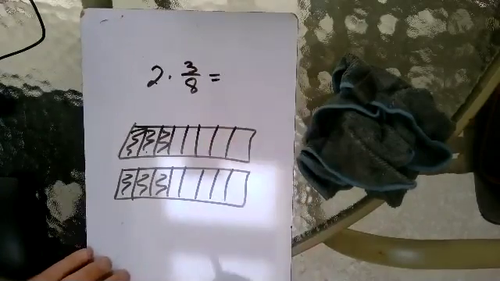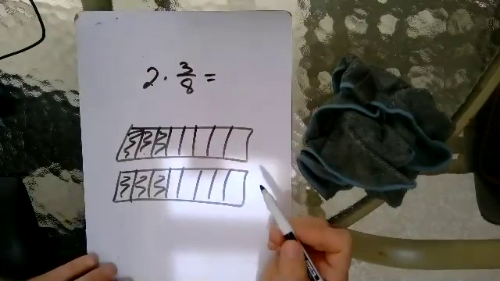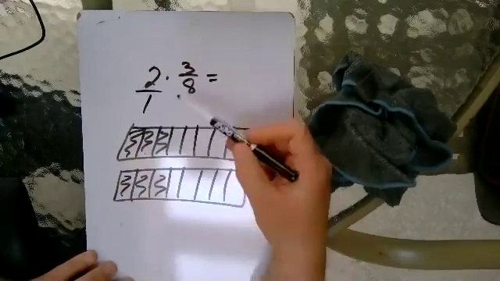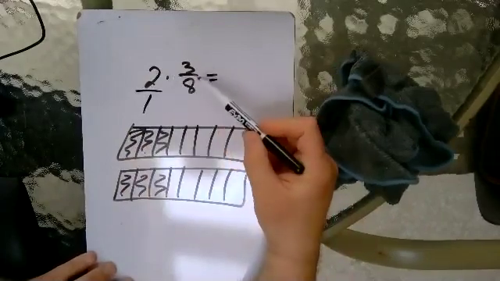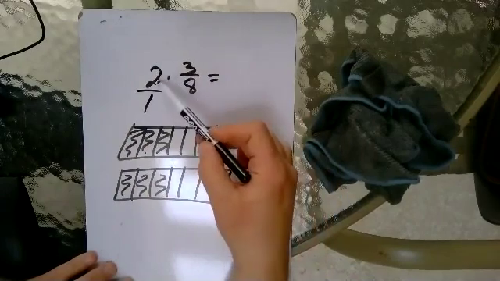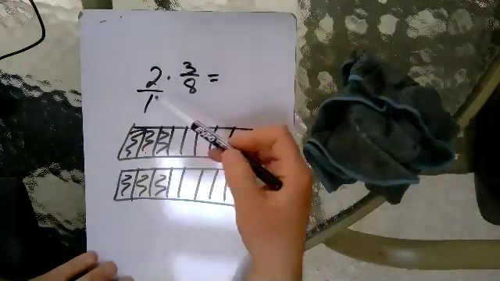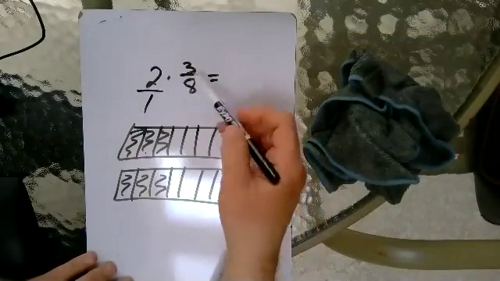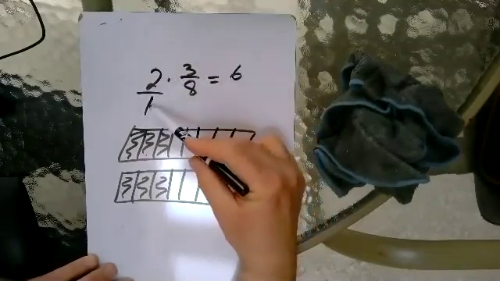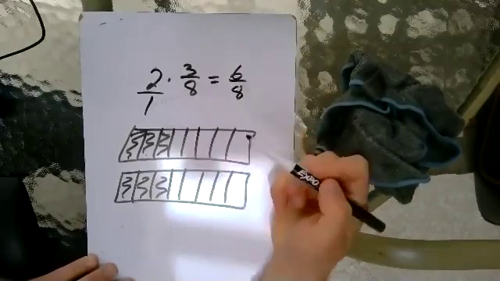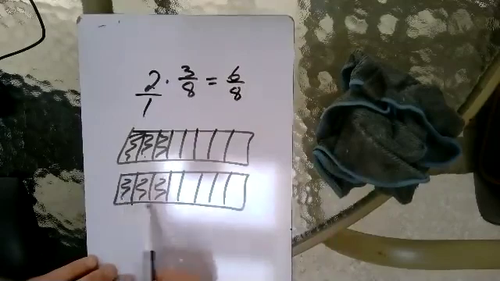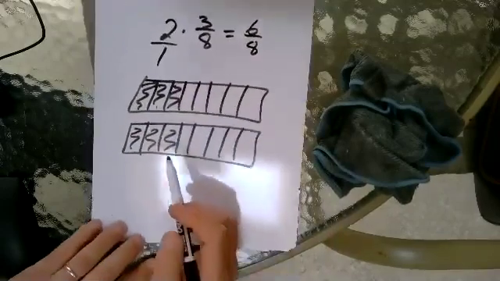So that's how we model multiplying a whole number by a fraction. If we want to think about how we use the algorithm, we want to multiply our numerators by our numerators and our denominators by our denominators. So I make 2 into 2/1 because it's 2 wholes. And then I can multiply 2 times 3, which gives me 6, and my 1 times 8, which gives me 8, which gives me 6/8. 6/8 as a model, 6/8 with the algorithm.